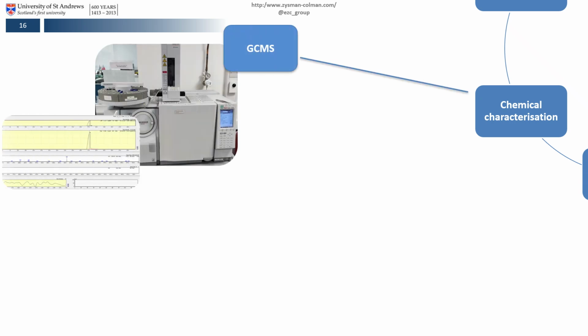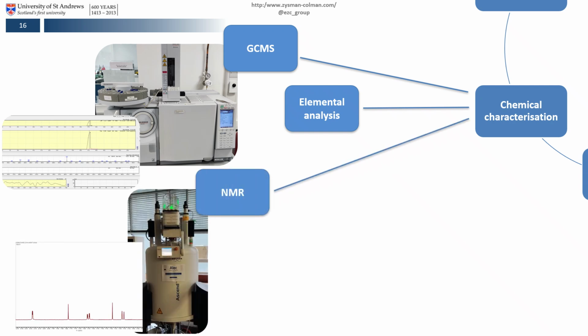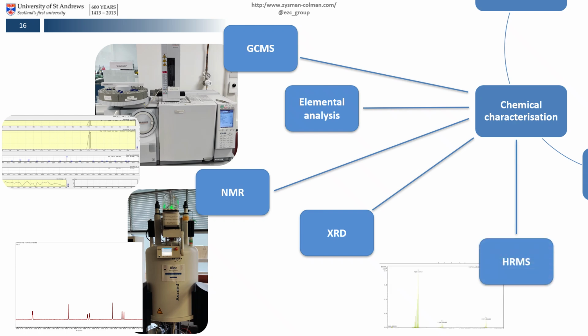Once the pure compound is obtained, it's time for chemical characterization. This can be done with gas chromatography, mass spectrometry, elemental analysis, NMR spectroscopy, X-ray diffraction measurements, and high-resolution mass spectrometry.